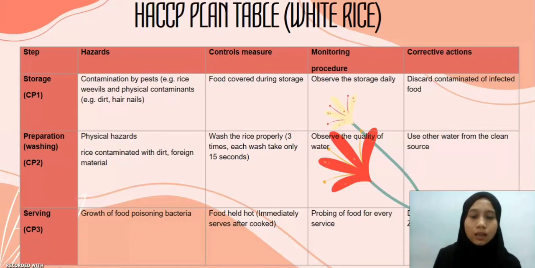Each wash takes only 15 seconds. The monitoring procedure is to observe the quality of water. The corrective action is to use other water from the clean source. Next is serve, which is considered to be CP3.